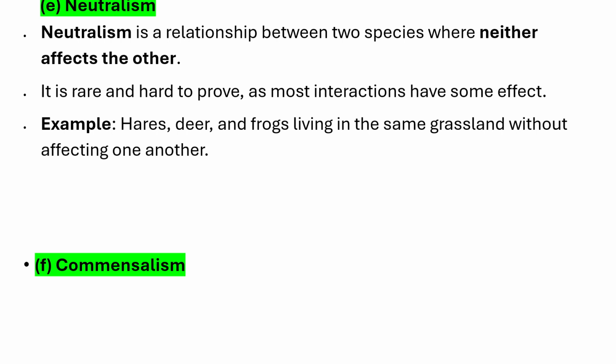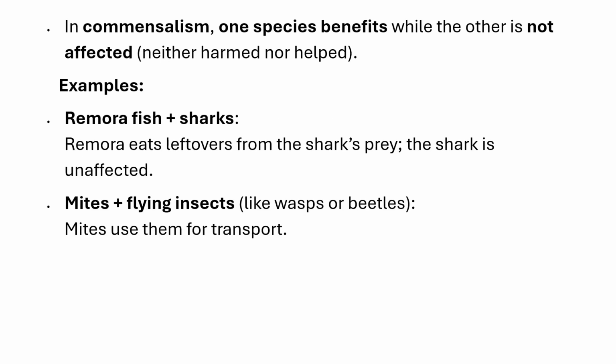Now we go to commensalism. In commensalism, one species is not affected or harmed, but the other species benefits from the interaction. For example, the shark and the remora fish. The remora eats the leftover food from the shark's prey.